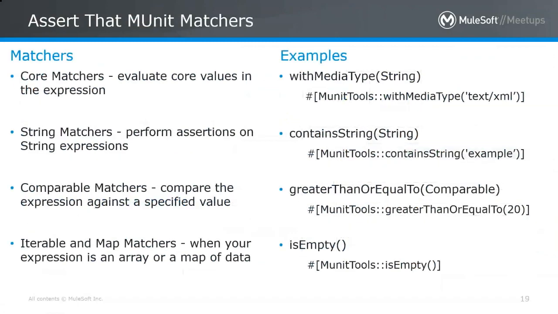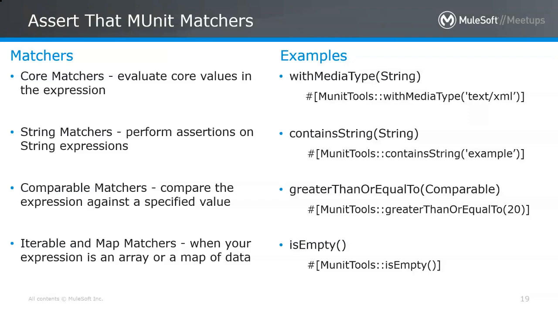In these MUnit matchers, there's 4 different main categories. There's core matchers that evaluate a core value in an expression, as you see in the example to the right with the media type. String matchers, so you can actually check a value within a string. Comparable matchers, they also allow you to set against a specific value, greater than or equal to, or whatever. And those can be very comprehensive. I've seen some of them that are really very comprehensive that check on many different criteria for that specific value.